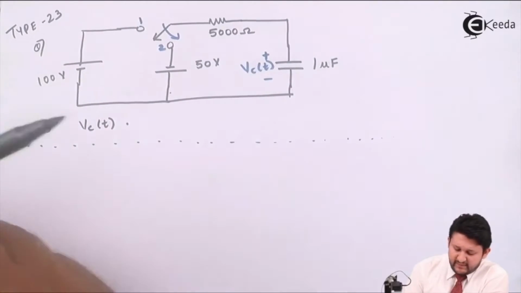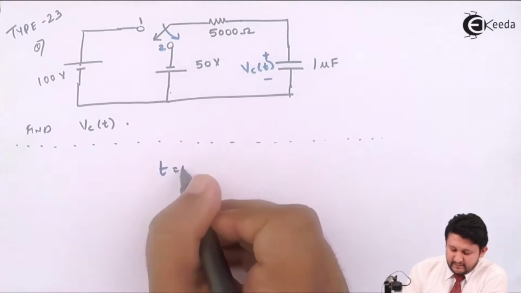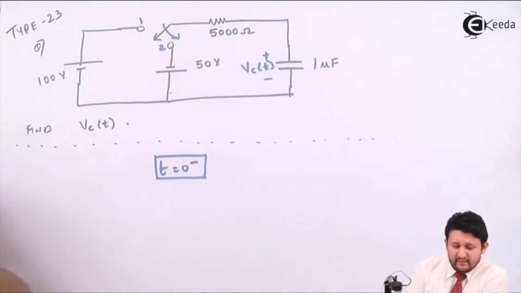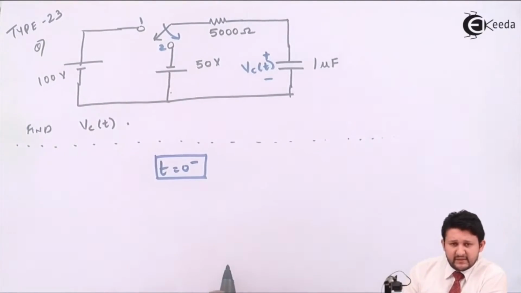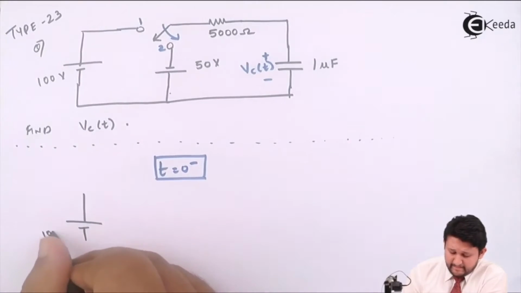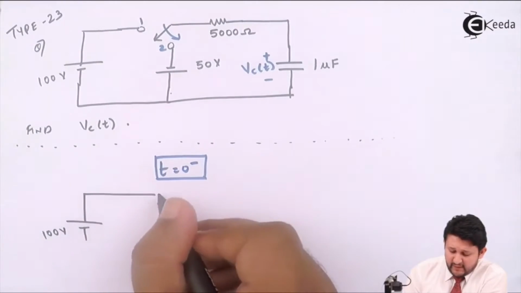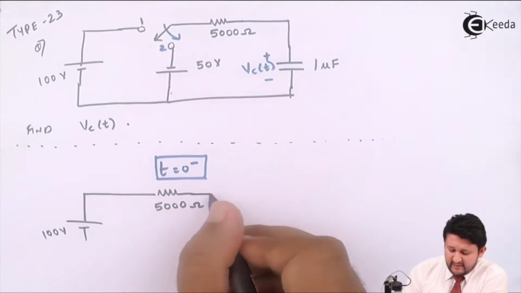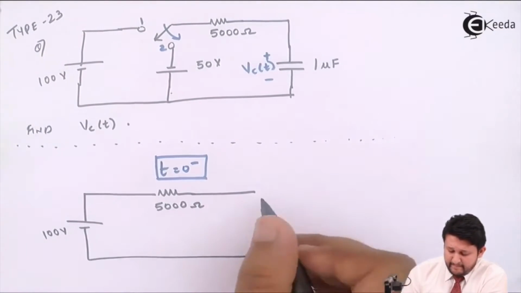Same positions. First case, at t equal to 0 minus condition. When I say, my dear friends, at t equal to 0 minus conditions, that means my switch will remain at point 1. So let's observe the circuit. That means at point 1 it will be connected for a very long time. That means it will achieve the steady state definitely.